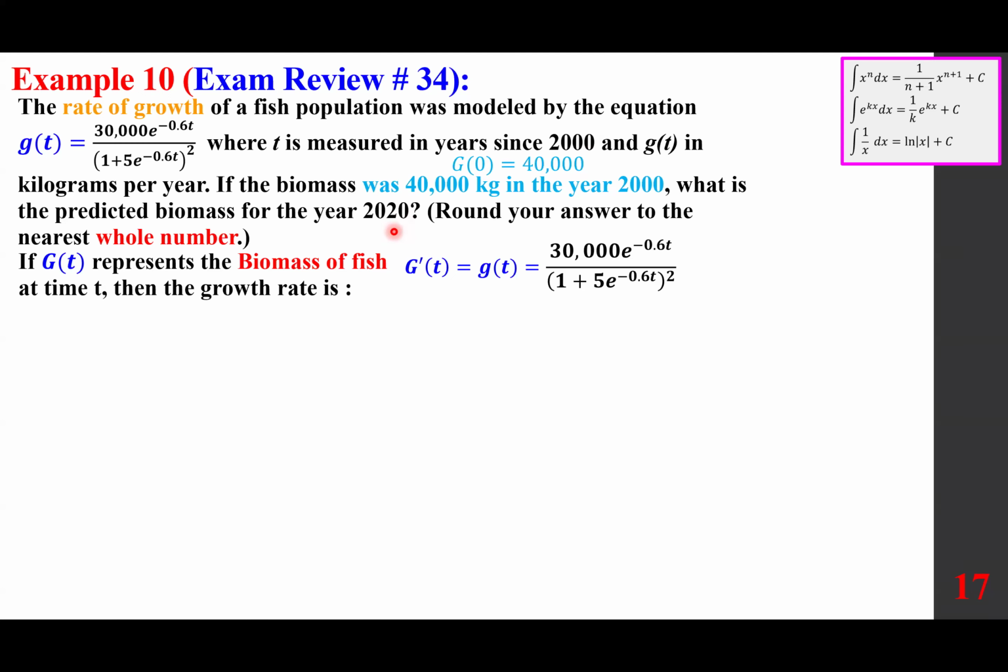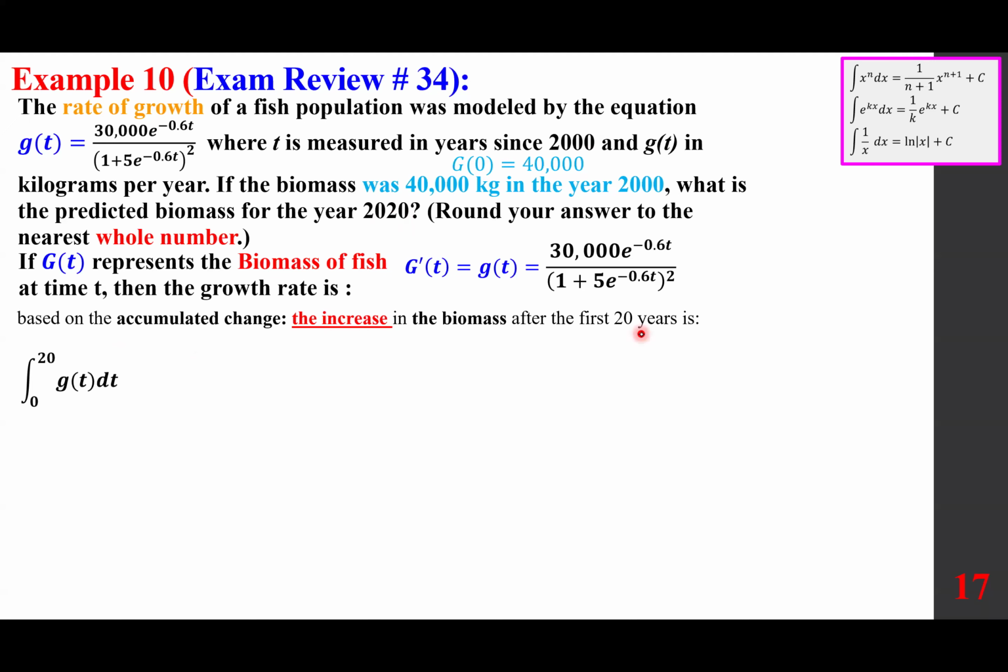2025 would be 25 years later. 2030 would be 30 years later, and so on. And so based on the accumulated change, the net change theorem, the amount of increase in the biomass after 20 years takes the integral from 0 to 20 of lowercase g of t dt. And now you're going to replace the function. The reason I'm coming up with this question, although we've done the net change theorem, is because this requires substitution, so I figured it's worth looking at it.